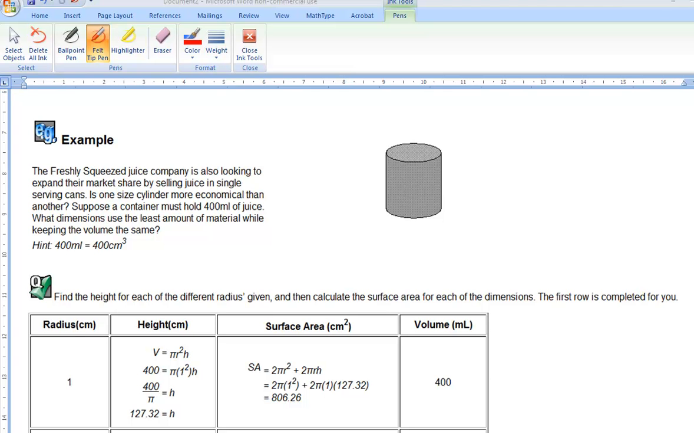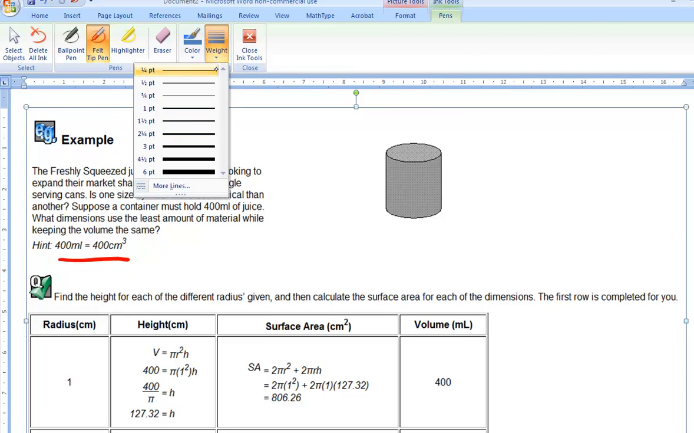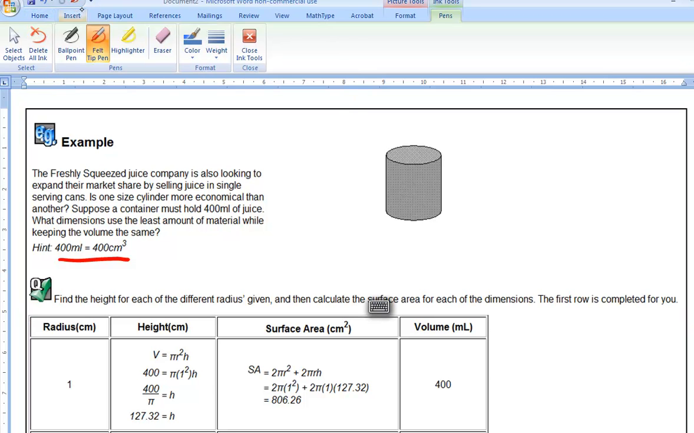Okay, so this content example is surprisingly similar to the actual assignment, so pay quite close attention here. One nice thing with this hint is that centimeters cubed and milliliters are the same thing, so we can make that a little bit easier for us. They want it to hold 400 milliliters of juice, so that's the same thing as 400 centimeters cubed of juice. That's going to be the volume. So the volume is going to be 400 centimeters cubed, all right?